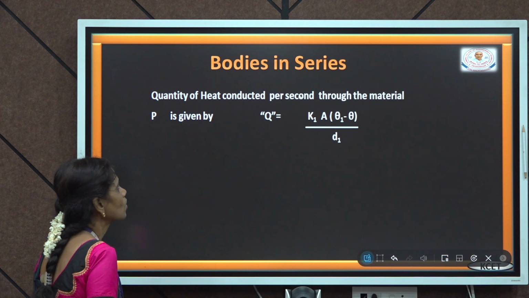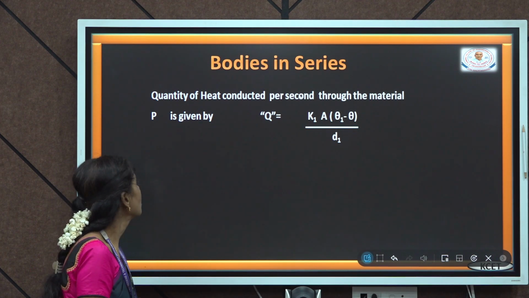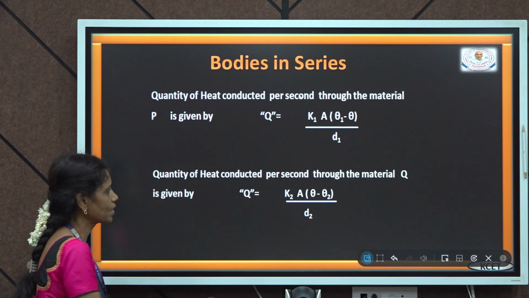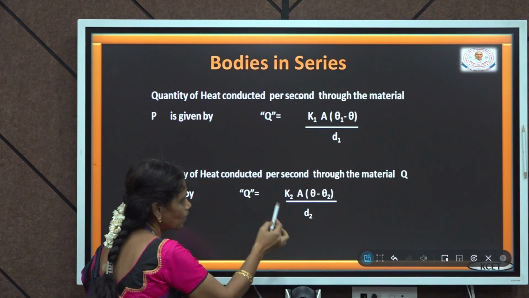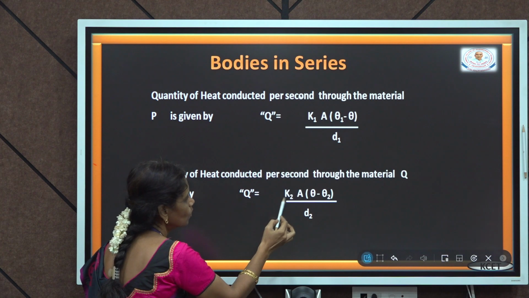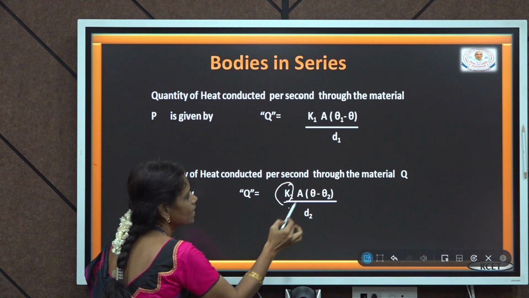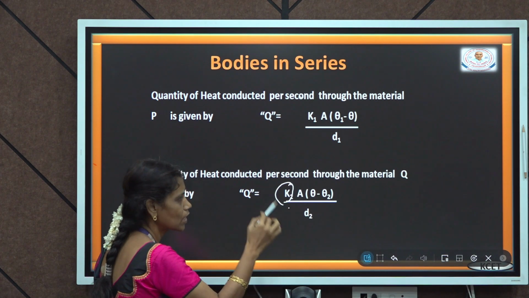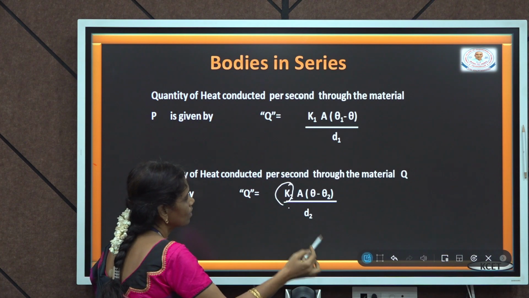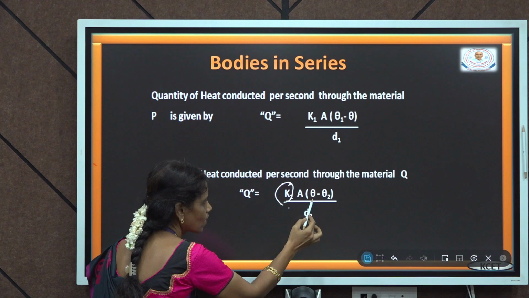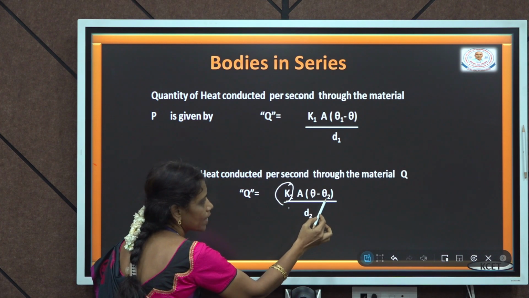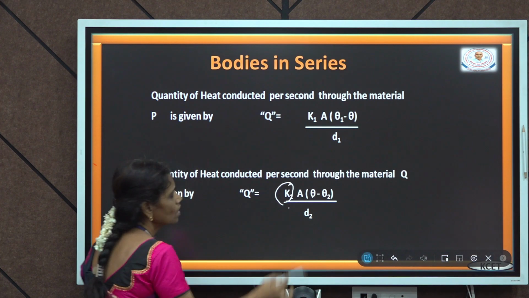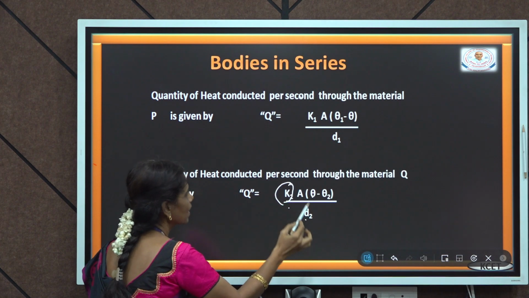Then we have to write the quantity of heat conducted through the material Q. For the second material, the thermal conductivity is K2 and its area of cross section is A. At the interface, we consider the interface and the second material, hot end to the cold end. So, the hot end for the second material is theta and the cold end is theta 2. So, Q is equal to K2 A (theta minus theta 2) by D2, where D2 is the thickness of the second material Q.